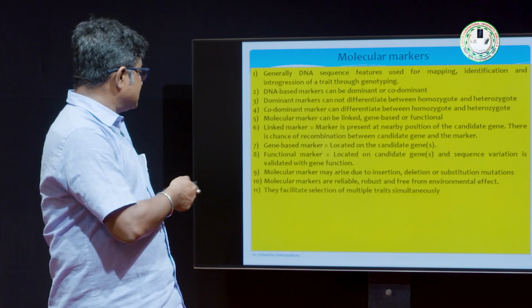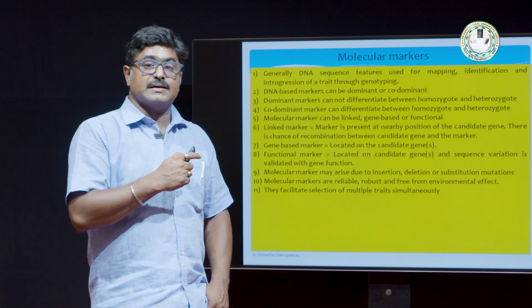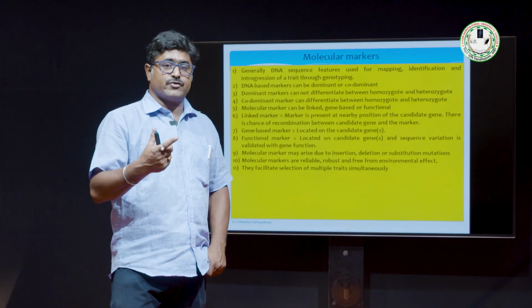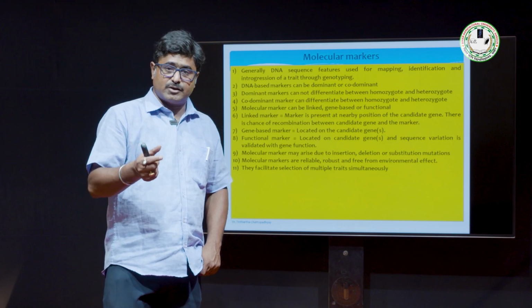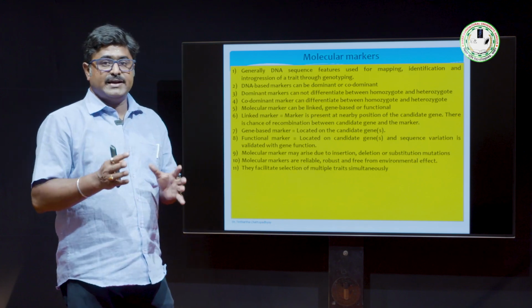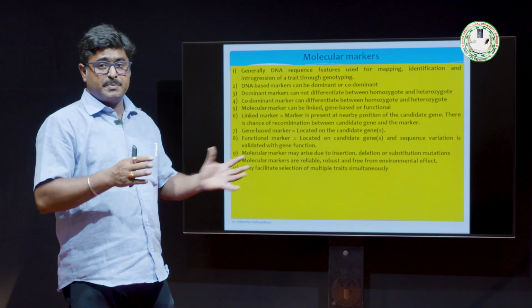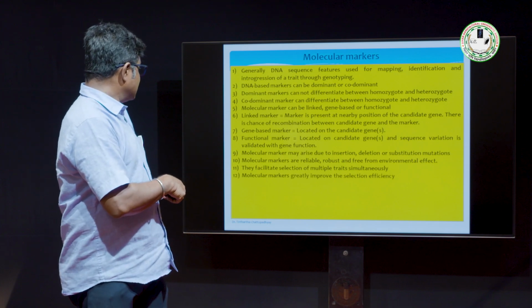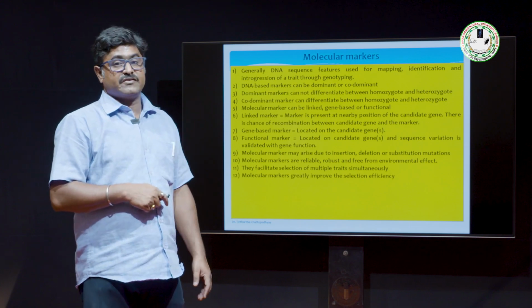So they facilitate selection of multiple traits simultaneously. Suppose you are screening for root knot resistance as well as red fruit color as well as thick pericarp in tomato. So all these traits can be selected simultaneously if you use molecular markers, and they greatly improve the selection efficiency.